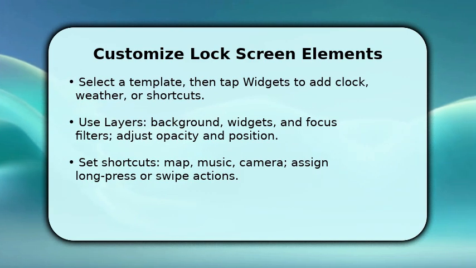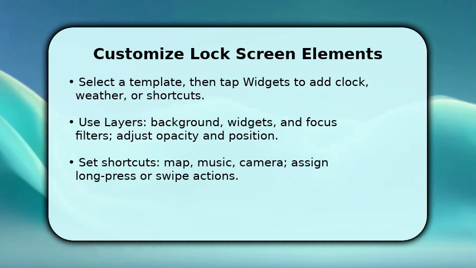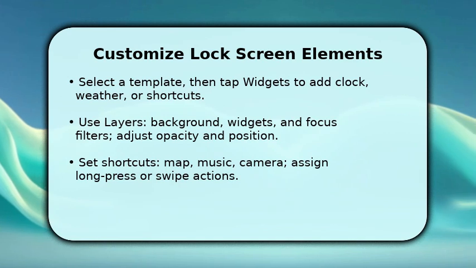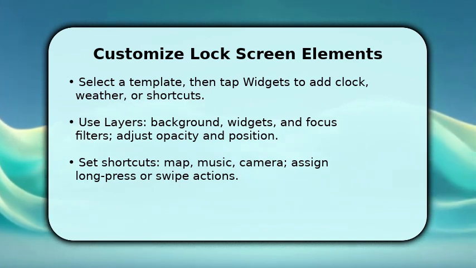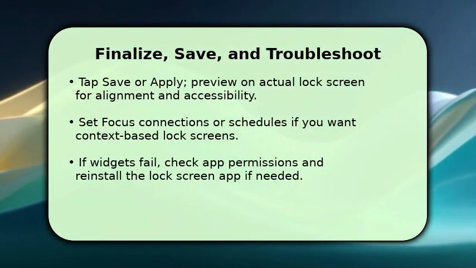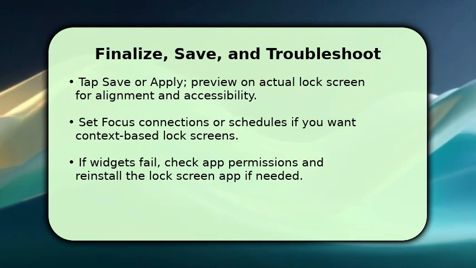Once widgets are set, assign shortcuts for camera or maps with a long press or swipe gesture so common actions launch instantly. As you work, preview with the lock simulation to confirm space. You finish by saving and testing the result on your real lock screen. This shows true alignment and accessibility.